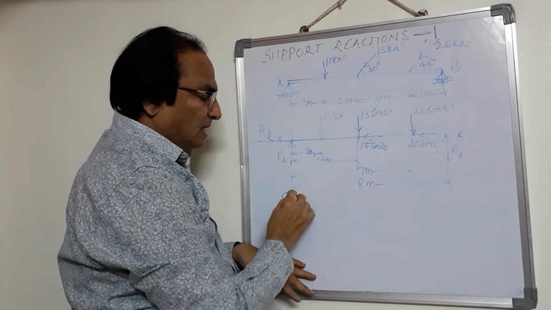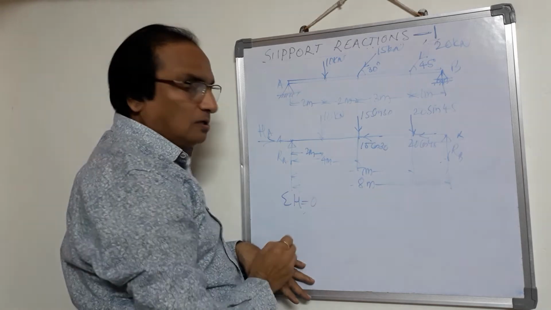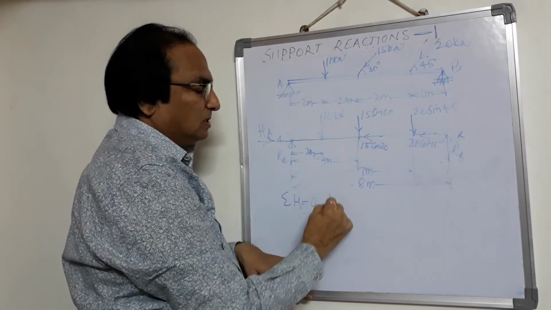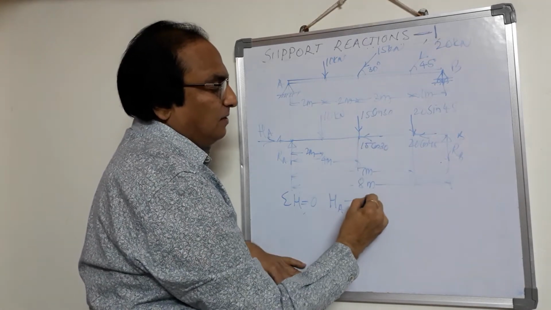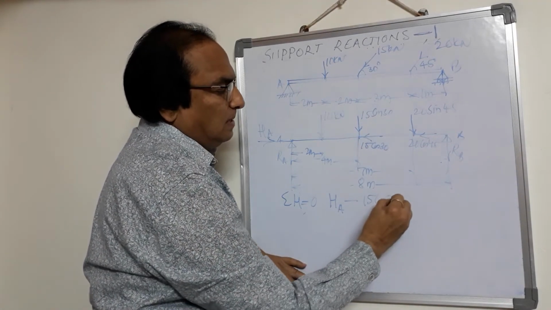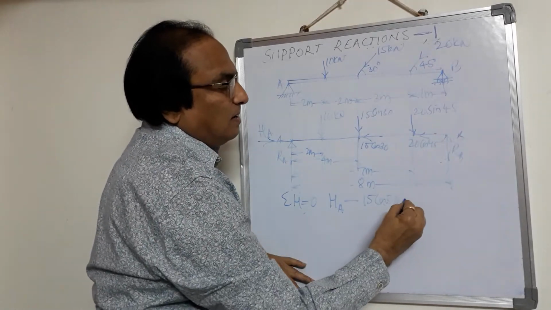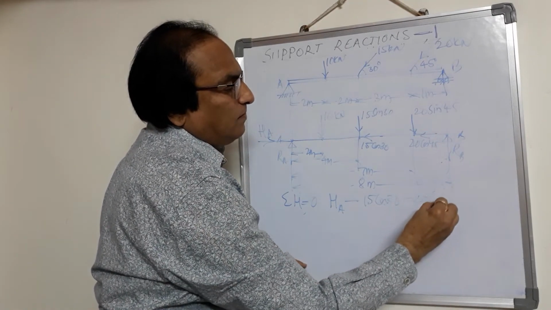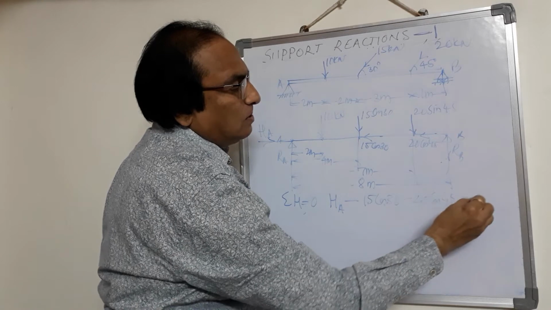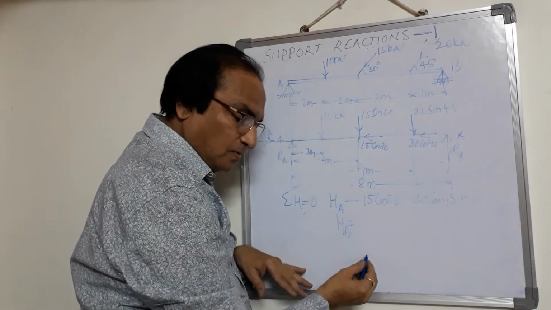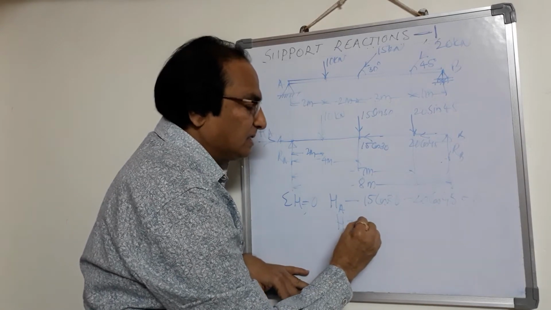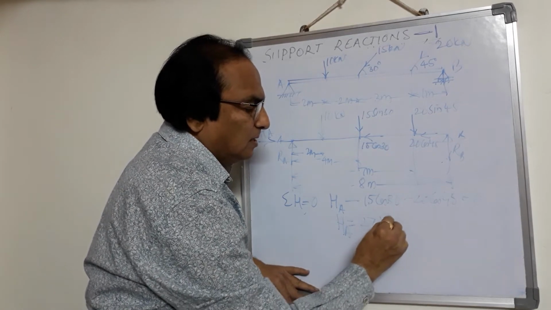Now applying conditions of equilibrium, sigma H is equal to 0. This HA is towards right, plus HA. This is towards left, minus 15 cos of 30. This is also towards left, minus 20 cos of 45 is equal to 0. You get the value of HA is equal to 27.13 kilonewton.